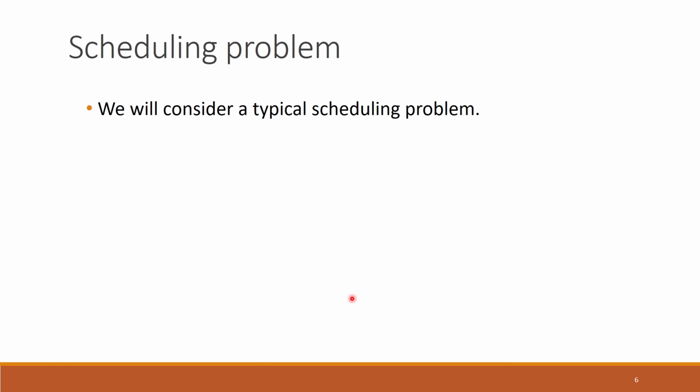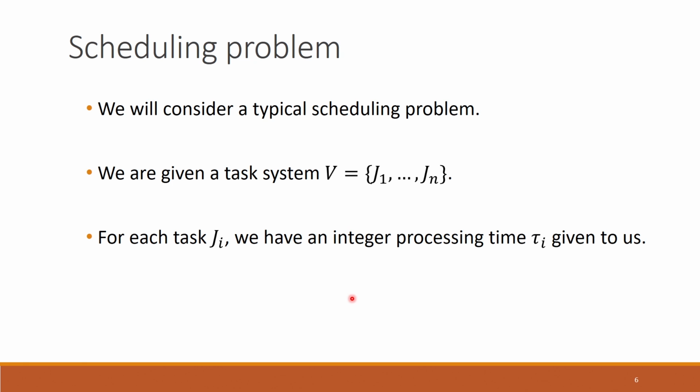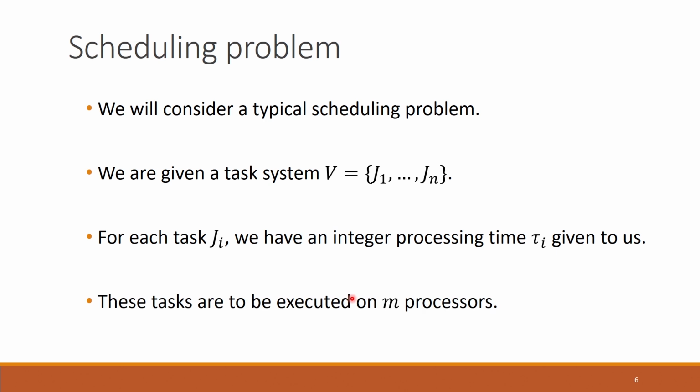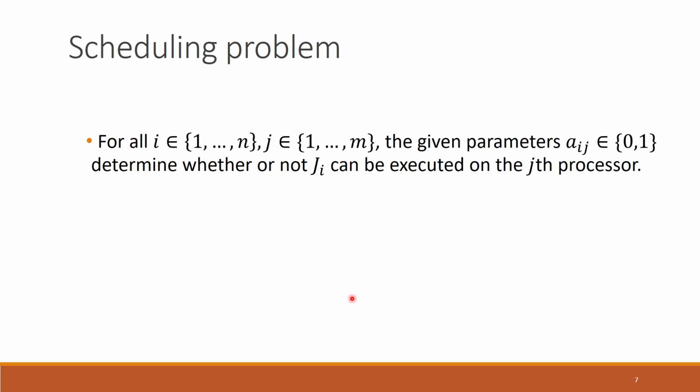So in this course we will be considering a typical scheduling problem. We are given a task set system here, which is denoted by this set V, and there are n tasks here. For each task j i, we have an integer processing time tau i given to us. These tasks are to be executed on m processors. So for all pairs i and j, we have the set of parameters a i j that are given. These parameters a i j are binary. So they determine whether or not a task j i can be executed on the jth processor or not.